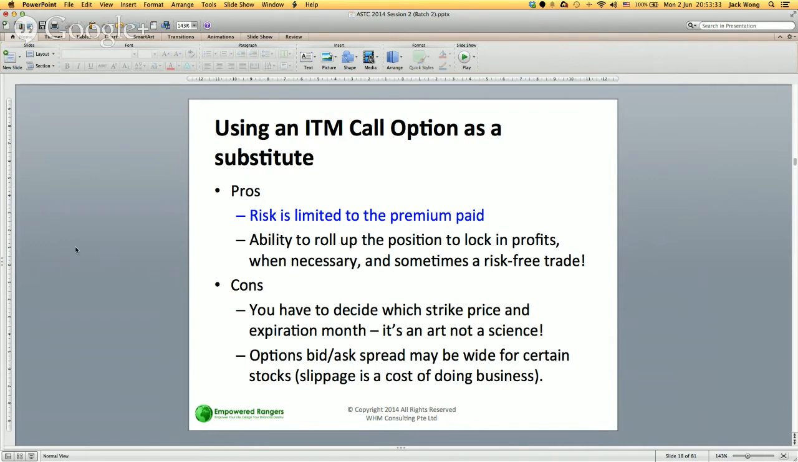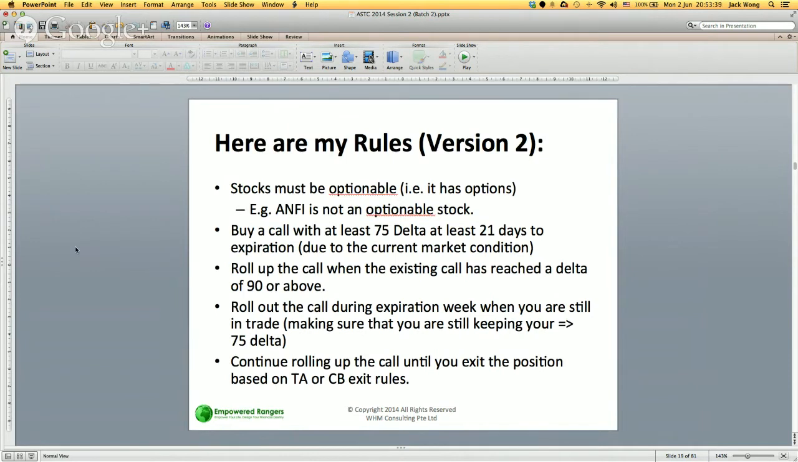Okay, so here are my rules. I call it version 2. First of all, rule number 1 remains unchanged. You must have a stock that is optionable. For example, I'll give a name of a stock. I haven't checked the account whether it's still true because I copied the last batch slide. ANF, for example, is not an optionable stock. ANF is actually one of the IBD 50 stocks, but it's not optionable. So if it's not optionable, then you cannot do anything.